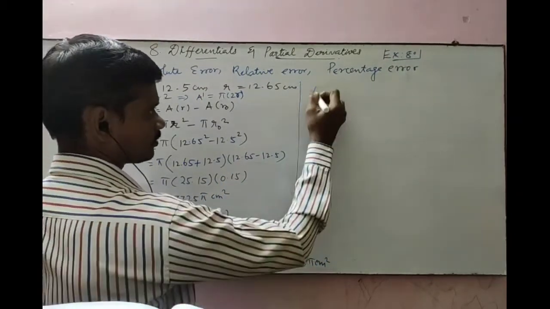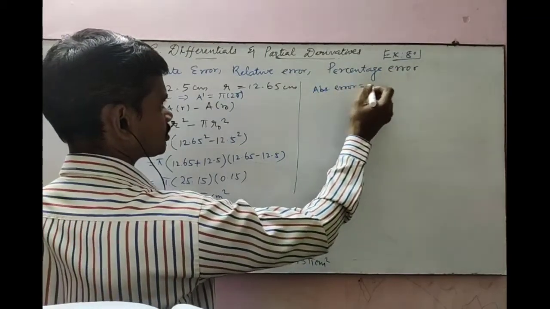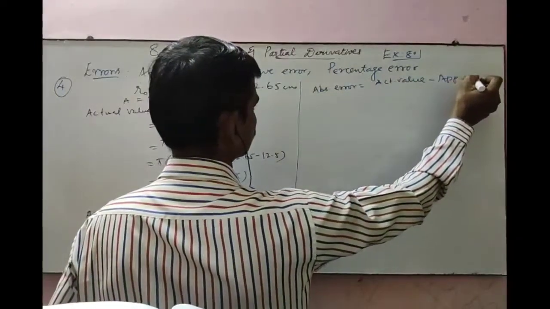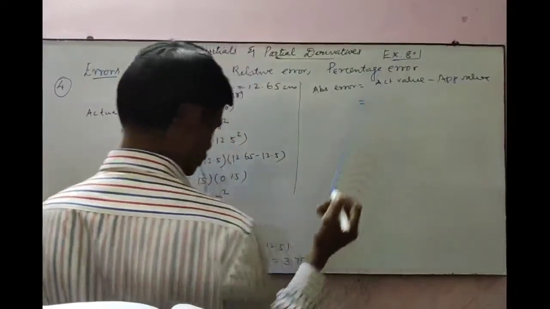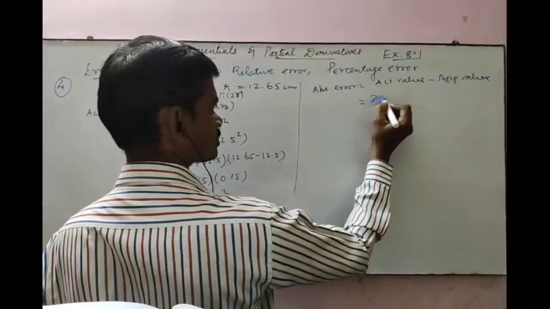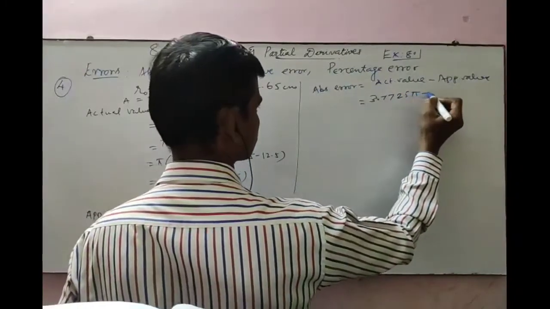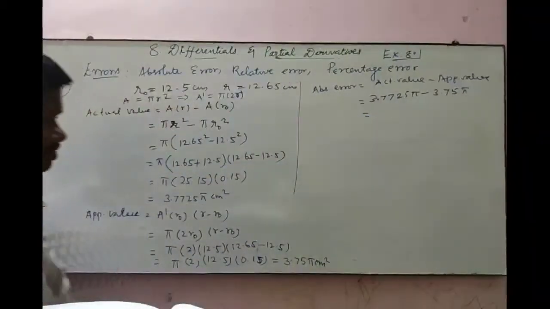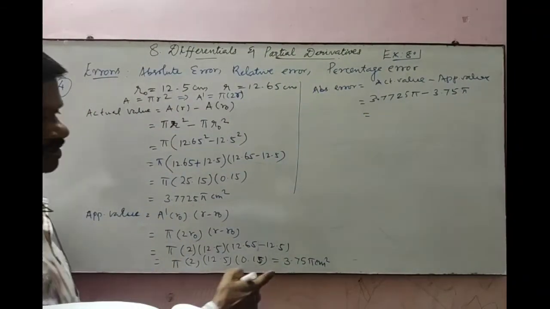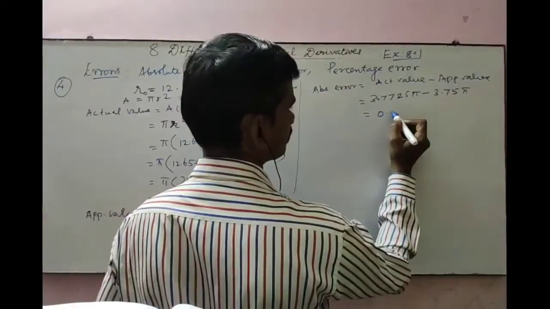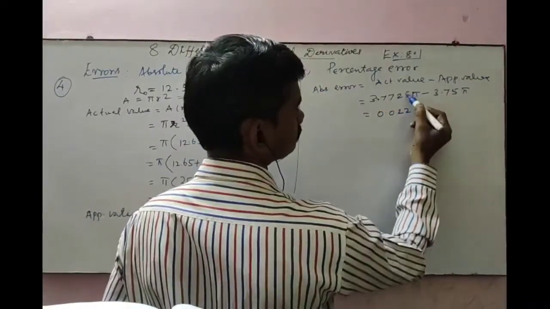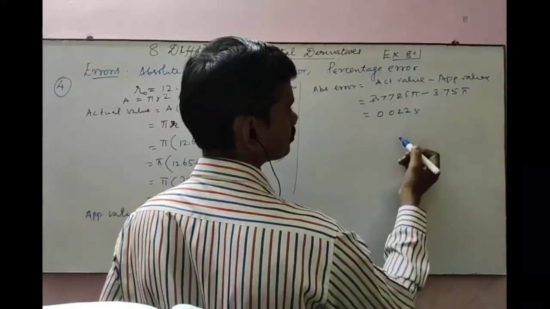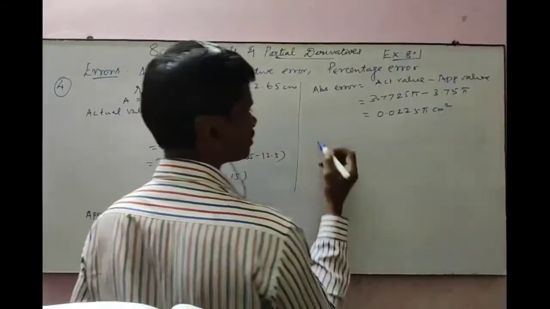Using these two values, you can find the absolute error. The absolute error formula is actual value minus approximate value. That is 3.7725 pi minus 3.75 pi. 3.7725 minus 3.75 gives 0.0225. So the absolute error is 0.0225 pi centimeter square.